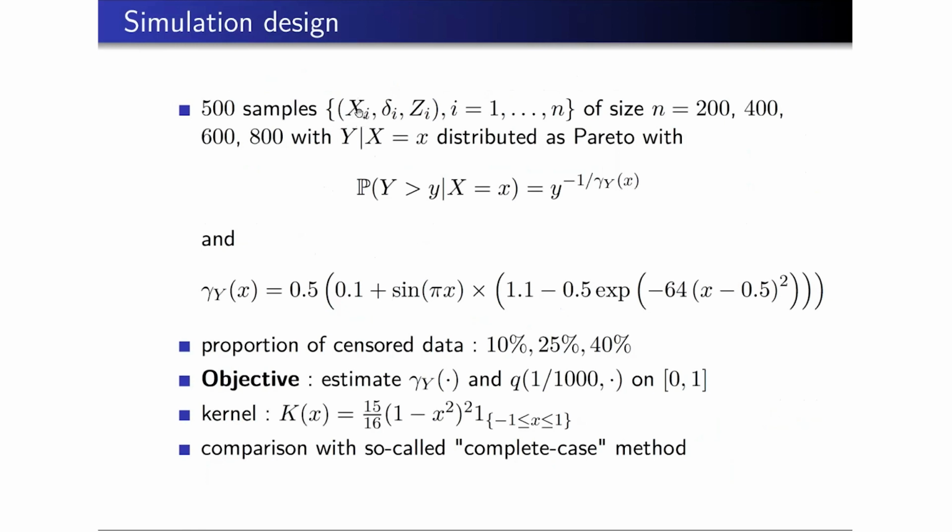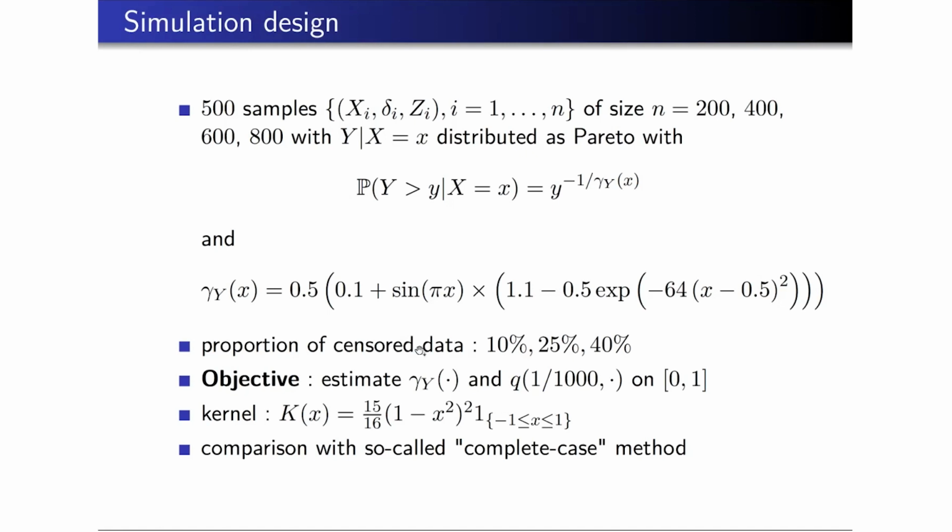Here Y is now X, my covariate. Delta is an indicator function indicating whether my observation is censored or not. Z_i is what is really observed. We use different sample sizes with a Pareto distribution, because in this work I use only Fréchet distribution. And here I use gamma(y), a function already used in the literature by Girard and his co-authors. My objective here is to see if my method functions well using gamma(y), okay?